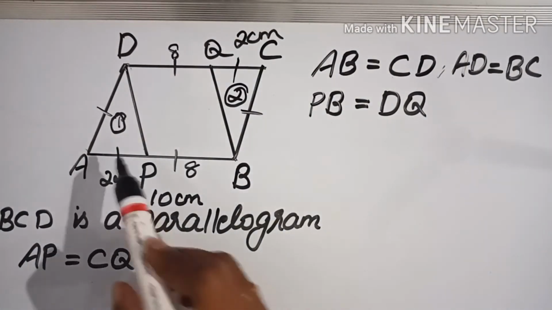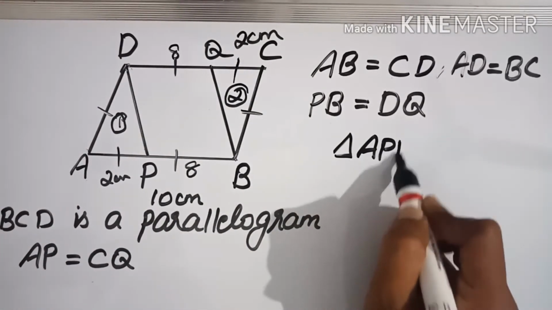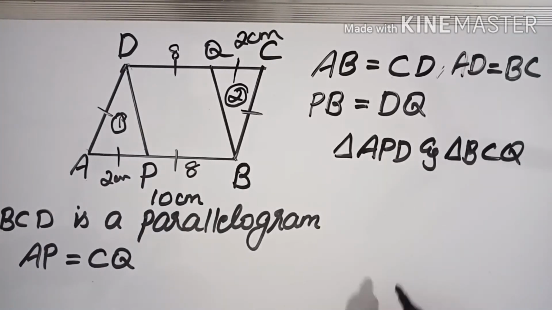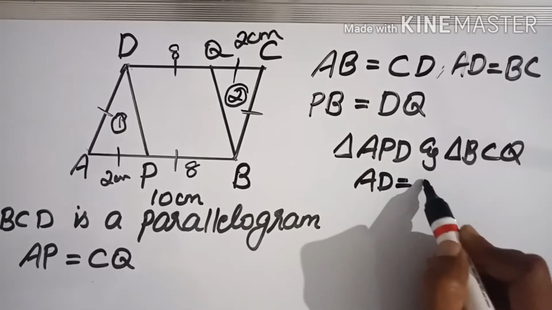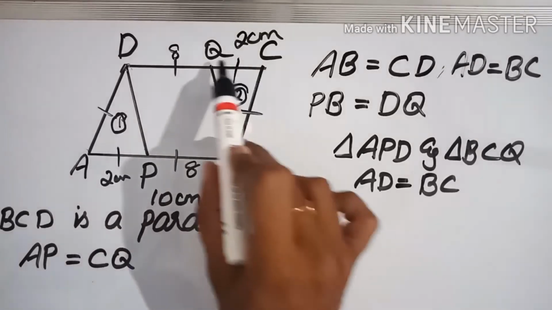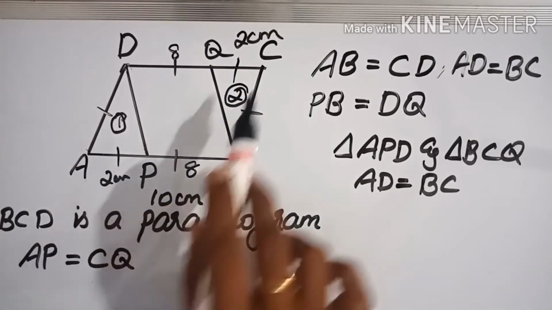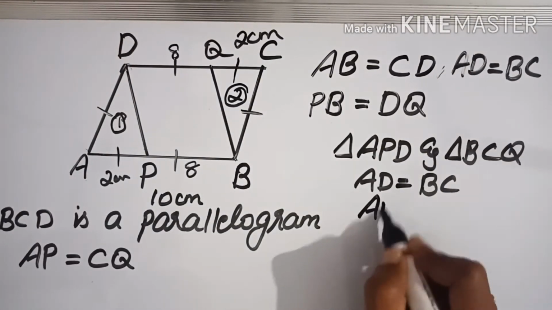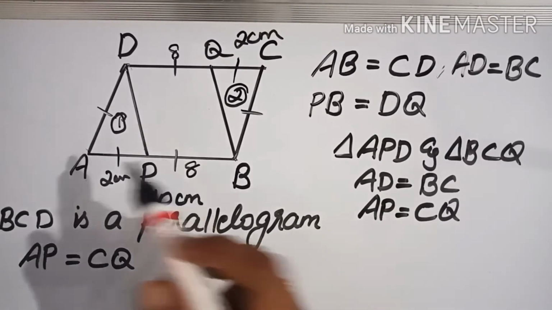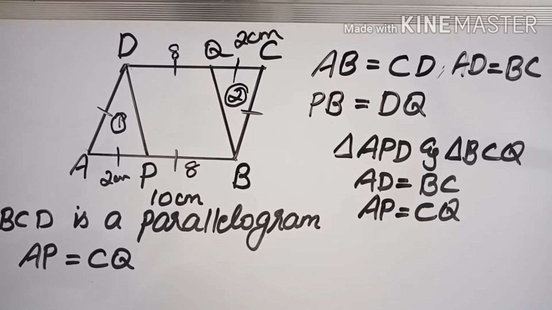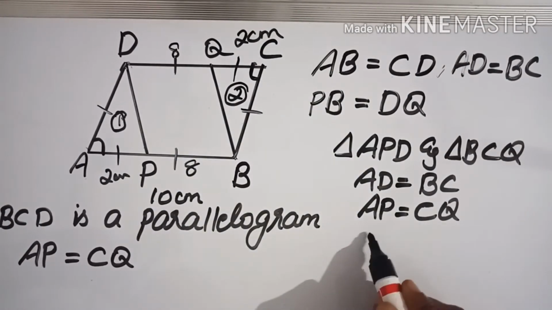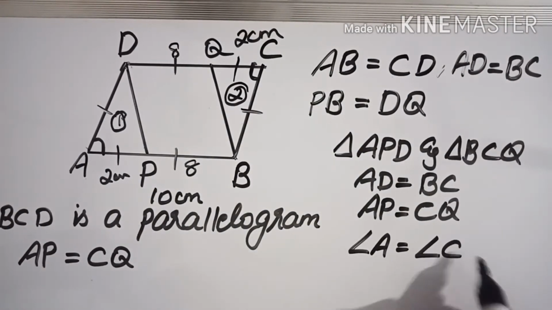For these two triangles, consider the triangle APD and triangle BCQ. For these two triangles, one side AD equal to BC, one side equal. Okay. Now second side also equal, that is AP and CQ. Okay. AP is the base of first triangle, CQ is the base of second triangle. So AP equal to CQ. Okay. Now it is given that ABCD is a parallelogram. So parallelogram means opposite angles are equal. That means angle A and angle C are equal. Okay. So angle A equal to angle C.